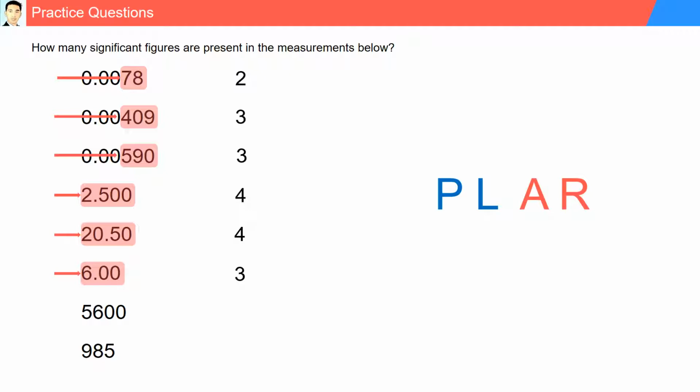5,600, there is no decimal point. Therefore, if the decimal point is absent, we need to come from the right side. The first non-zero is 6, therefore our answer is 2 significant figures. And finally, 985. There is no decimal point, we come from the right. First non-zero digit is 5, 3 significant figures.